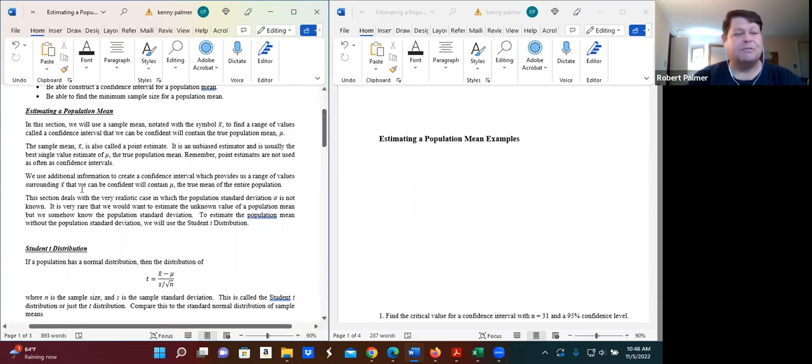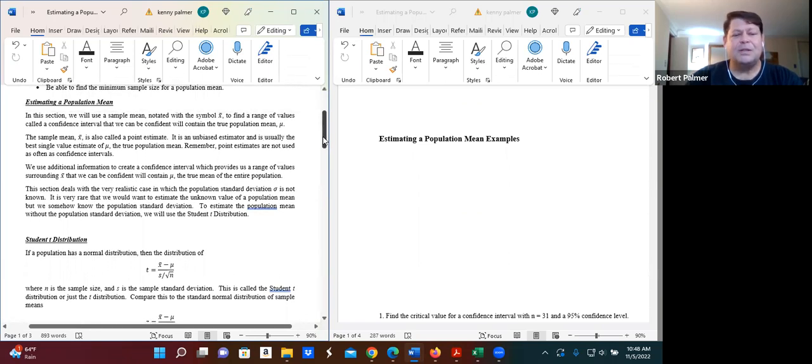There are a lot of words here, but I'll summarize it. You can read it on your own. The sample mean is called a point estimate, and that's how we try to estimate the actual population mean. But we don't really know how close that is. So what we want to do is create a confidence interval, using our point estimate, our sample mean, to estimate what the mean is for the entire population.